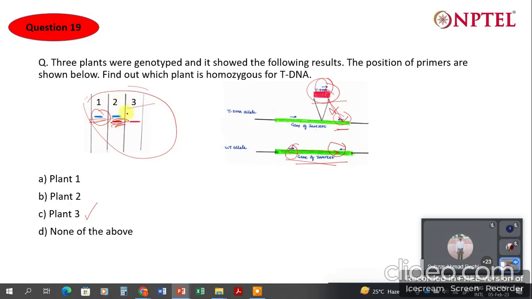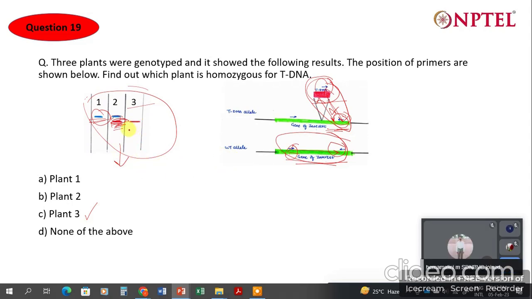In case of plant 2, there are two bands observed. One is the larger band and the other one is the small one. The larger band is due to the wild type allele. But the second band is due to the tDNA and the reverse primer present in the gene of interest. So this gives us a smaller band. Hence plant 2 is also not homozygous, but it is heterozygous for the tDNA allele.